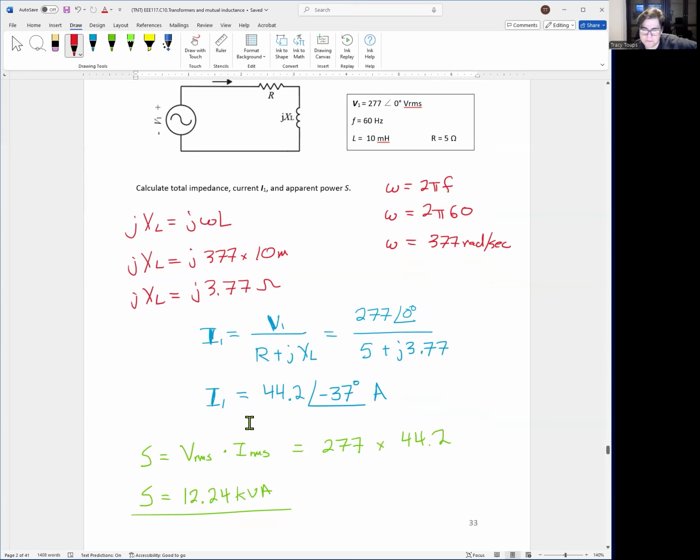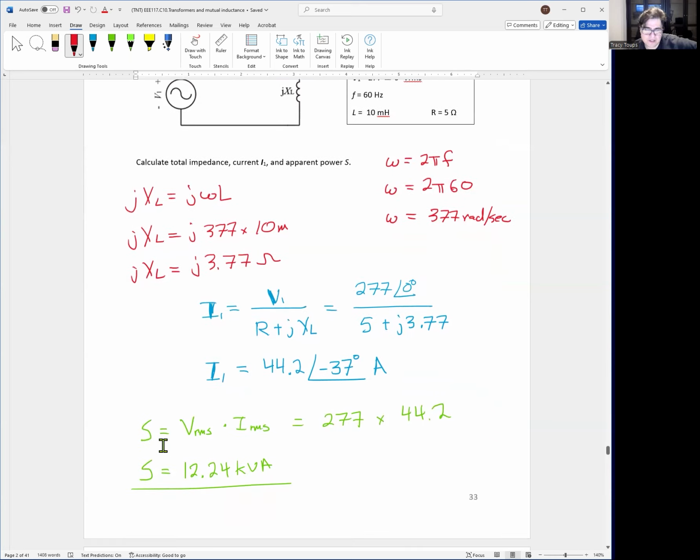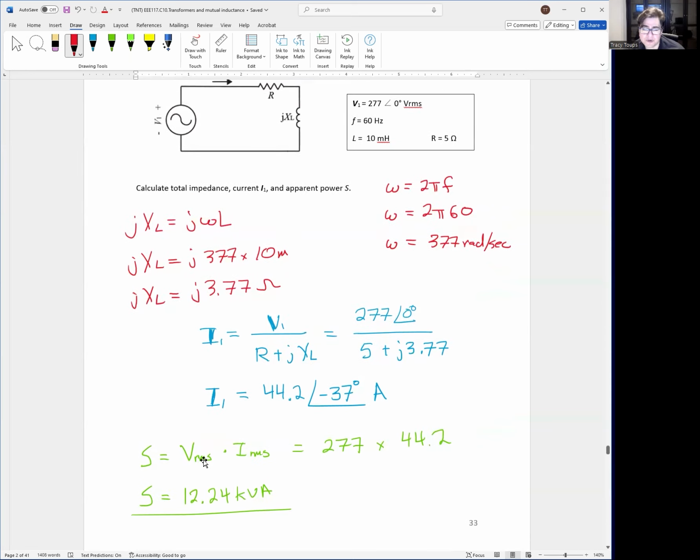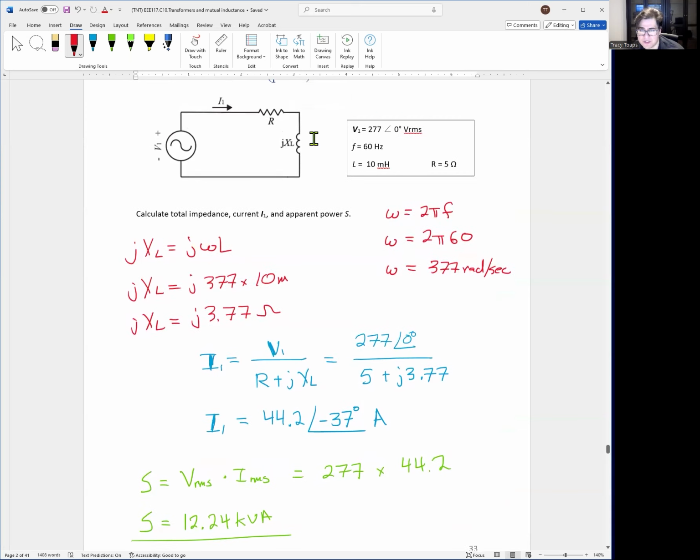Now, let's calculate the apparent power S. Just the magnitude, that's VRMS times IRMS, which is 277 times 44.2, and that's 12.24 kVA. So this whole circuit is delivering 12.24 kVA. So I'm just going to the inductor, so I'm just going to the resistor, right?